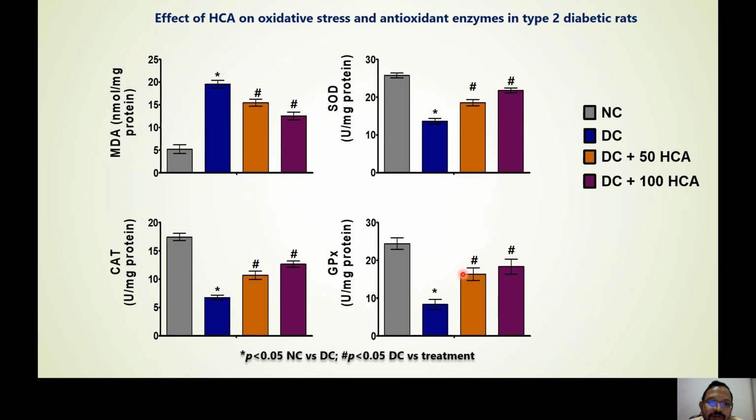Antioxidant enzymes were significantly lower in diabetic rats because oxidative stress was very high. In our study, oxidative stress was measured by MDA levels. In diabetic rats, MDA levels were higher, whereas in 50 and 100 mg per kg body weight HCA treated rats, MDA levels were significantly lower. Antioxidant enzymes like SOD, catalase, and GPX were significantly lower in diabetic rats, whereas in 50 and 100 mg HCA treated rats, these levels were significantly higher.